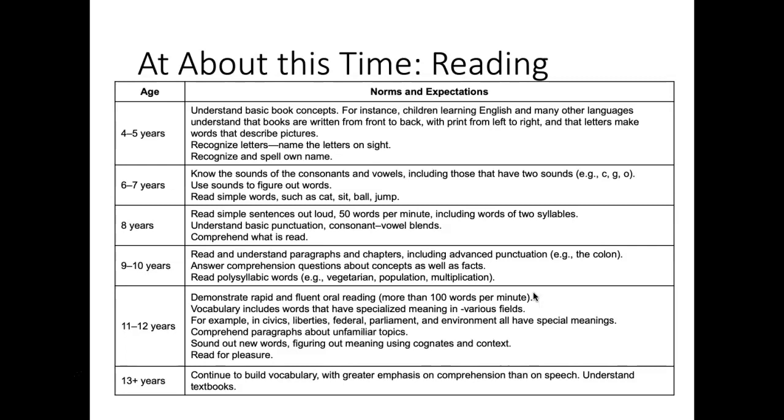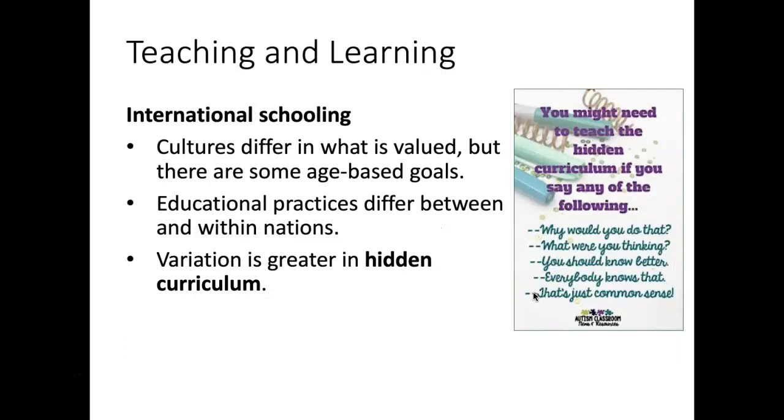They can sound out new words and figure out the meaning using cognates and contexts, which are parts of the words and how they're related in the sentence. And they start to read more for pleasure. At 13 plus years, children continue to build their vocabulary with greater emphasis on comprehension than on speech, and they can understand more complex textbooks.